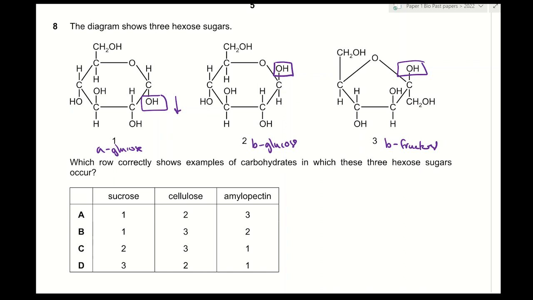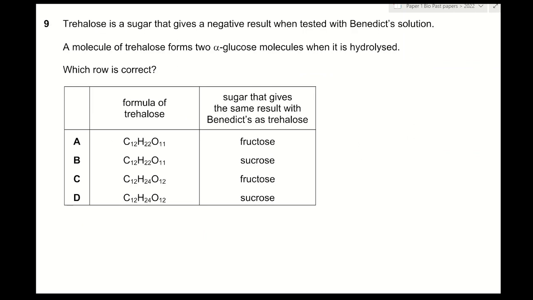Now, let's see the suggestions that we have here. We have sucrose. Now, as you all know, sucrose is made of alpha-glucose and beta-fructose. Therefore, 3 must be present in sucrose. Now, cellulose is made of beta-glucose monomers, which is 2. And amylopectin is made of alpha-glucose monomers. Therefore, the correct answer is going to be D. Question number 9. Trehalose is a sugar that gives a negative result when tested with Benedict's solution. So, this is a red flag that trehalose is actually a non-reducing sugar.